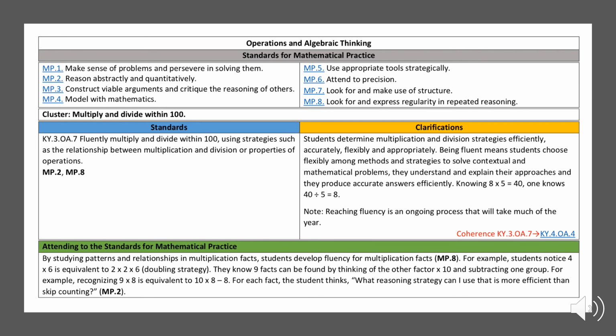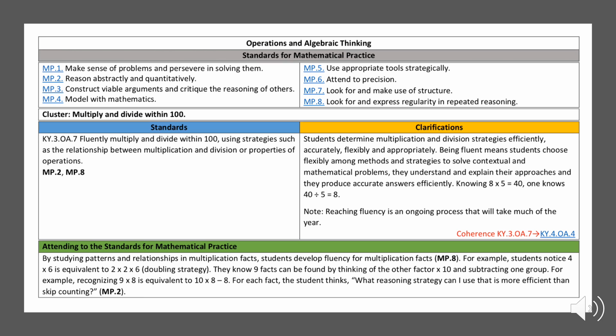Standards for mathematical practice define how students engage in mathematical thinking. One of the most important updates to the standards is the detailed examples of how the standards for mathematical practices relate to each of the standards. On the screen is the third grade Operations and Algebraic Thinking standard, OA.7. You can see that not only is each mathematical practice listed at the top of the standard, but there is also further explanation of the use of the MPs at the bottom of the page.